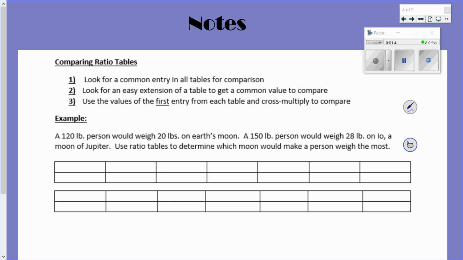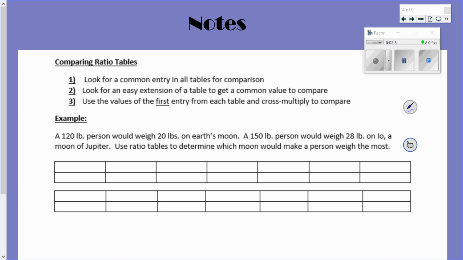Step 3 is use the values of the first entry from each table and cross multiply to compare. Any guesses why I say use the first entry and not the last entry? Arthur? You're on the right track. And that's actually another way to do it. I can simplify on my first entry. And if they're in simplest form, sometimes they'll match up. But the other thing is, which is easier to do the math for if I'm multiplying the smallest number or the biggest number? Smallest. So that's really why I say use the first entry, guys. It's going to make math easier for you.